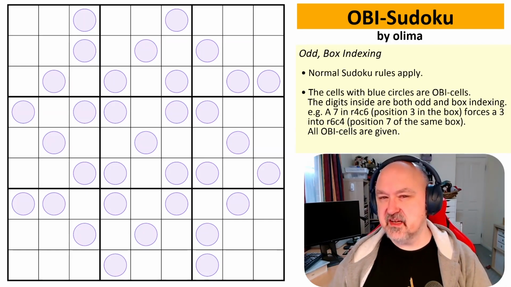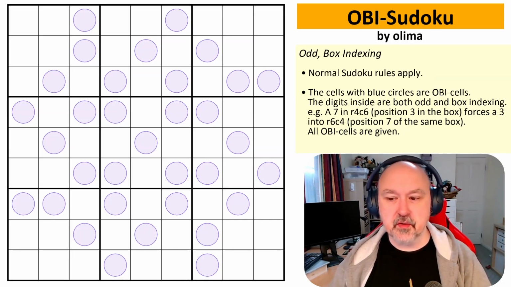OBI-Sudoku, I think I know what that stands for. I'm not sure if it was stated in the submission email, maybe I should have read it more closely.